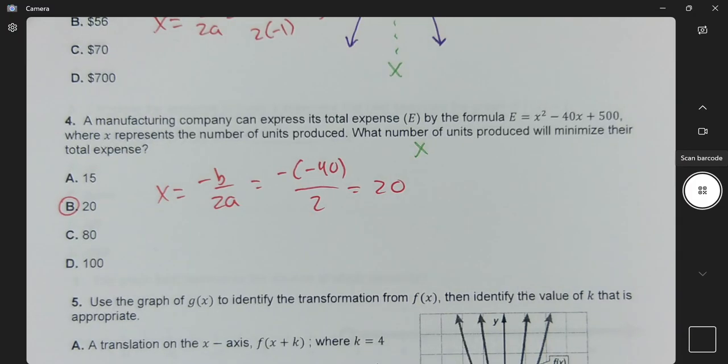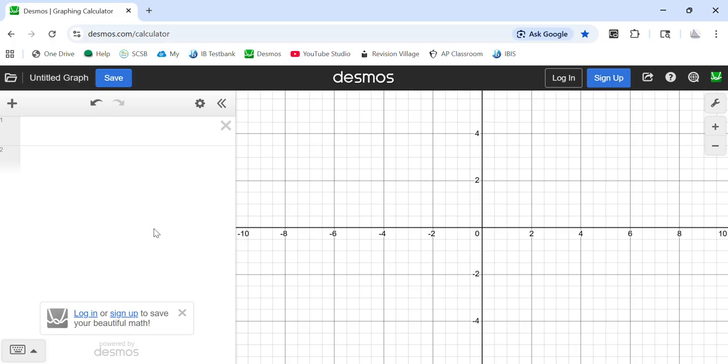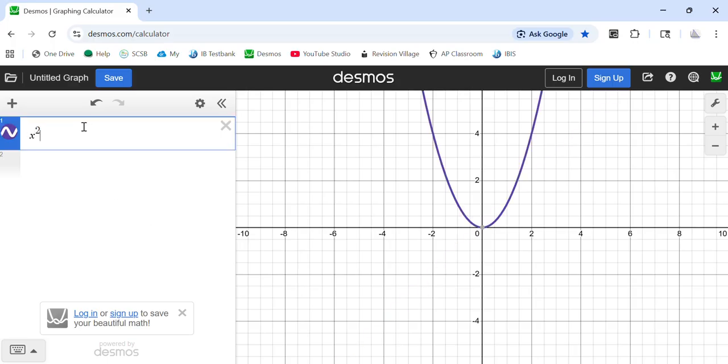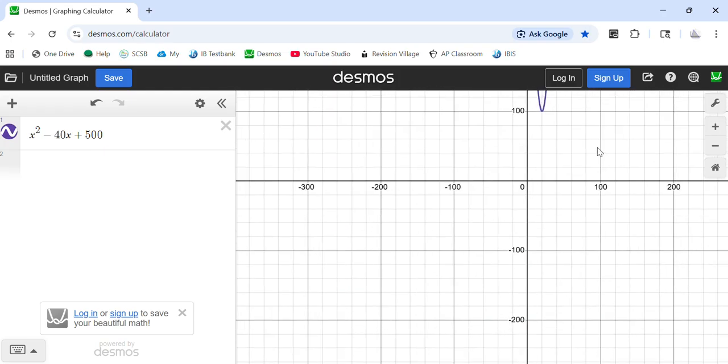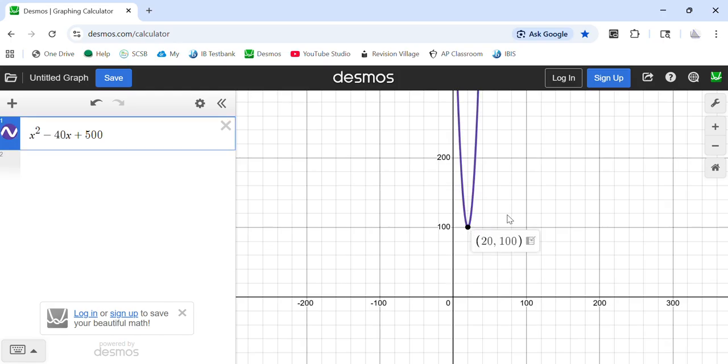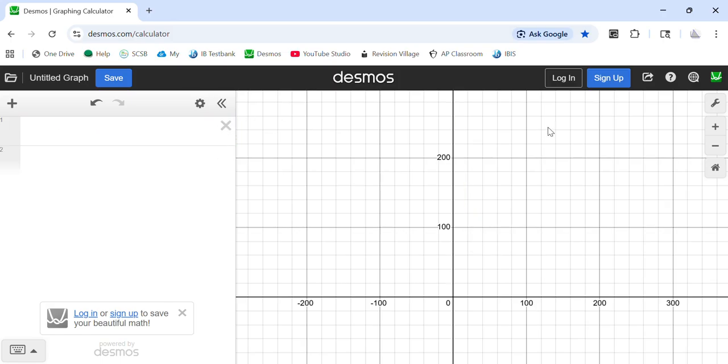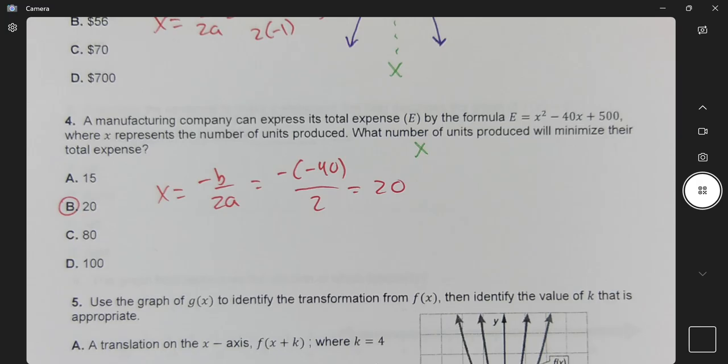But just in case you don't want to remember the formula or can't remember the formula, you can just go to Desmos. Once again, you just need to know that you're checking for the x, because this says what number of units. If it had said what's the minimum expenses, then you would have chosen the y value. But let's go ahead and type it. X squared minus 40x plus 500. Where'd you go? Okay, well, I can't see it, so I got to zoom out, zoom out, zoom out. Oh, here it is. Click, click. X equals 20, but you watch out, because this is one of the answer choices also, but you were searching for x's, okay? All right, back to the camera.